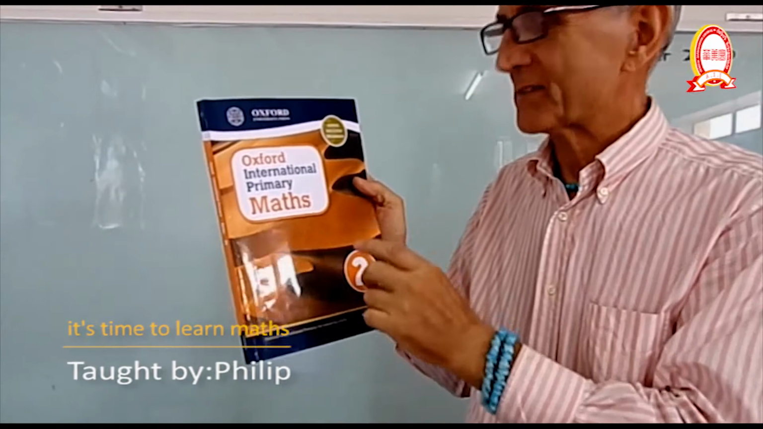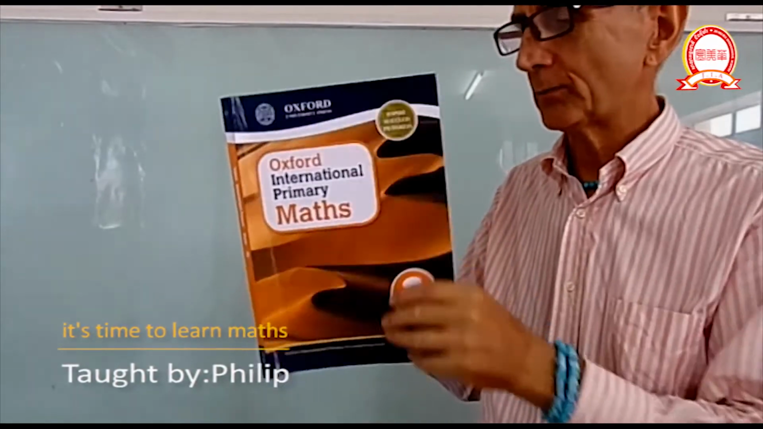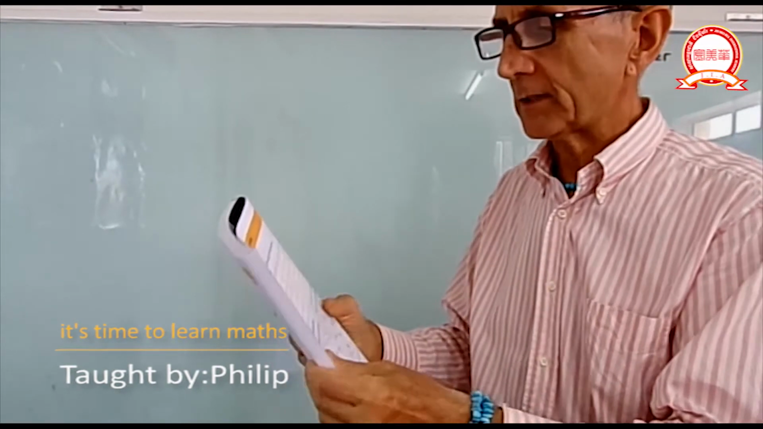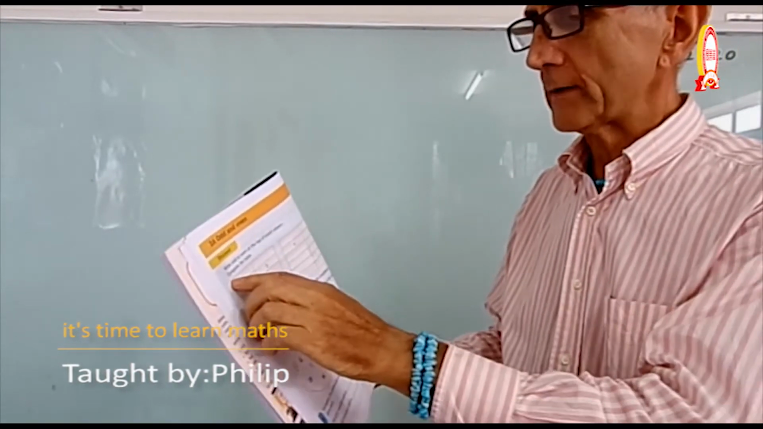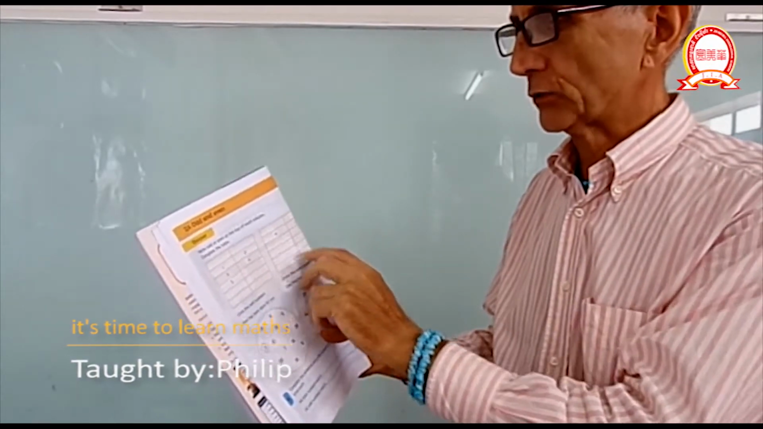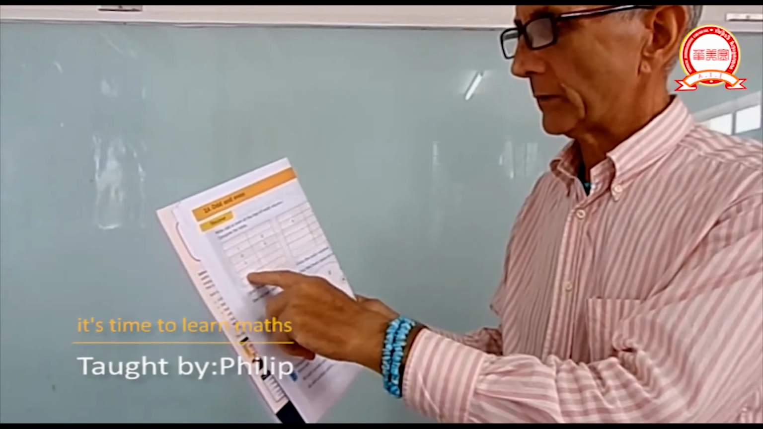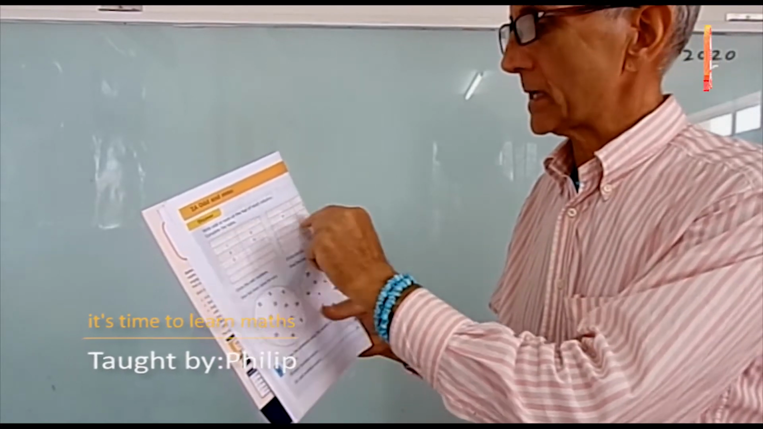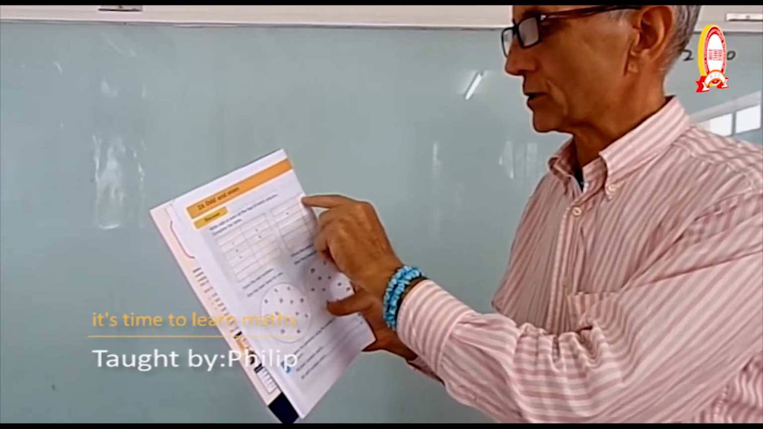Primary Maths, Grade 2, Book 2, page 12. We're looking at odd and even numbers. So you write the words odd and even in the correct place at the top of these two tables. These are the odd numbers, these are the even numbers. So you write those words here, and you do the same in these two.